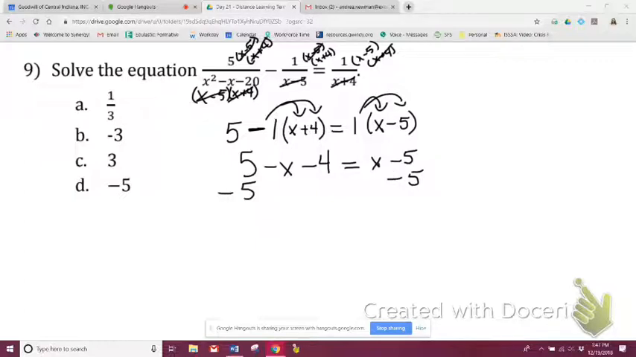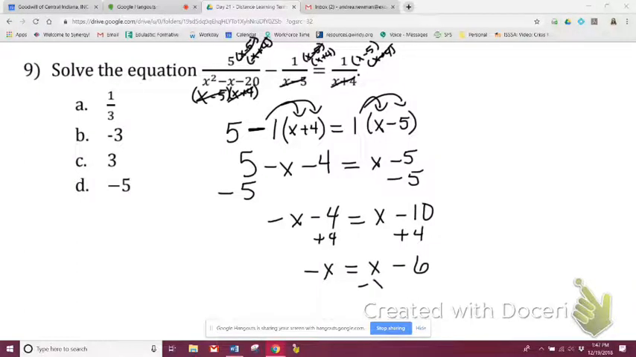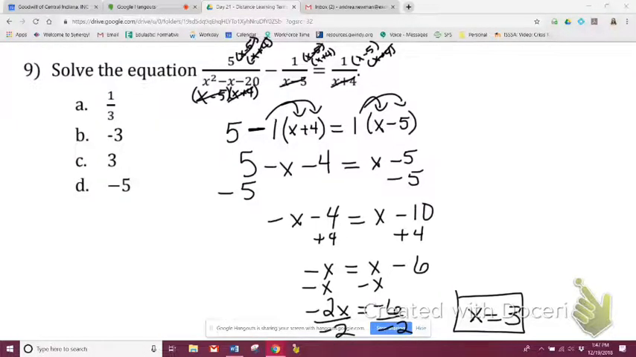Alright, so subtract 5 from both sides if you're doing it that way. Leaves you with negative x minus 4 equals x minus 10. Add 4. Negative x equals x minus 6. Subtract x. Oh, this is negative 2. So negative 2x equals negative 6. Divide by negative 2. And x equals positive 3, which is letter C. So answer letter C.